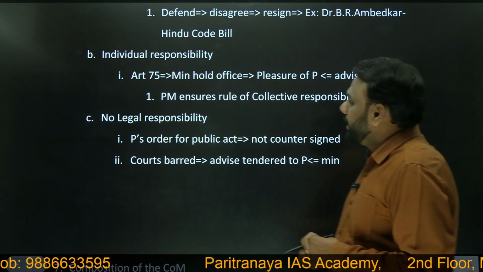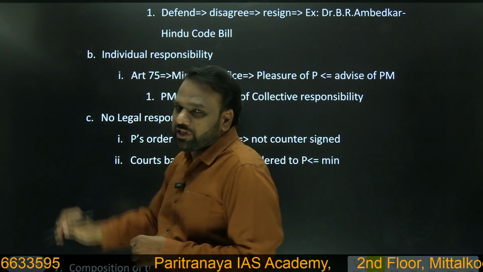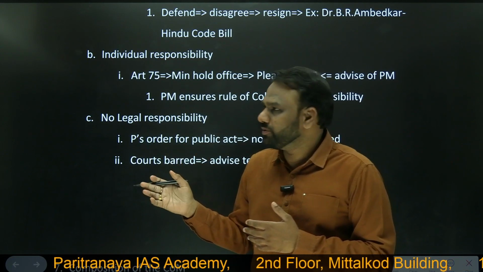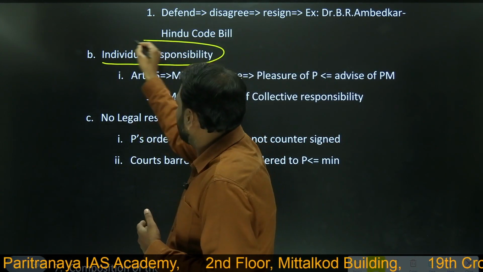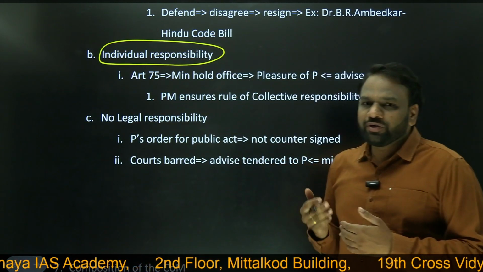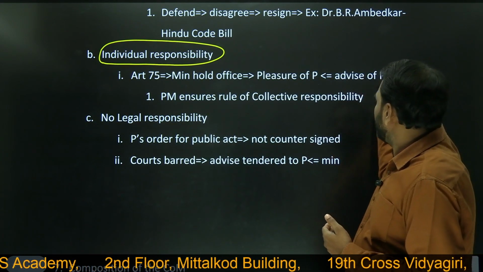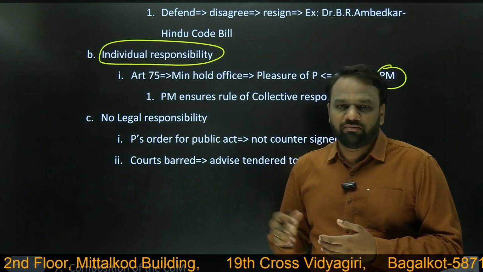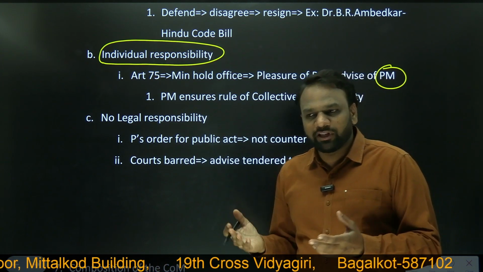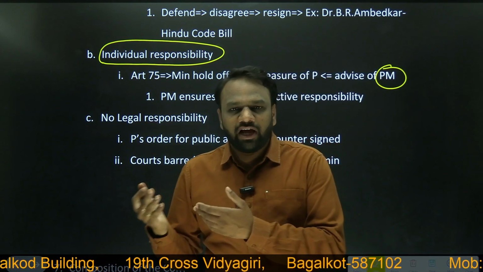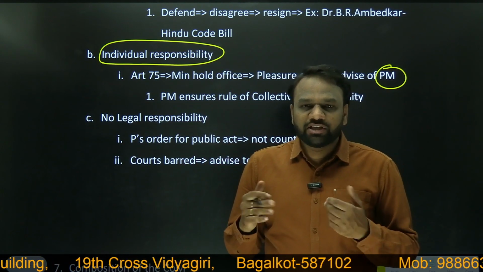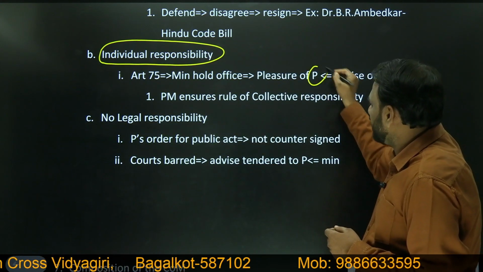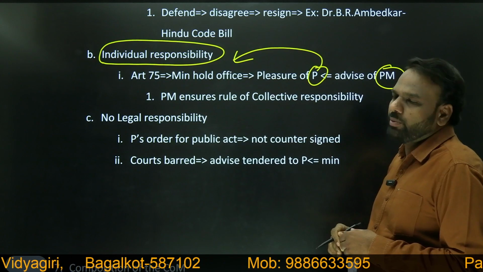Next, individual responsibility. Apart from the collective responsibility which we saw above, which was enforced with the help of the no confidence motion and a few other tools, we also have individual responsibility. How is individual responsibility enforced? By the president. A president can ask a minister to resign. If a minister is not working properly or as per the expectations of the prime minister, then the prime minister will ask the minister to resign. But if the minister does not obey his orders, then what will the prime minister do? The prime minister will ask the president to remove him from the office.